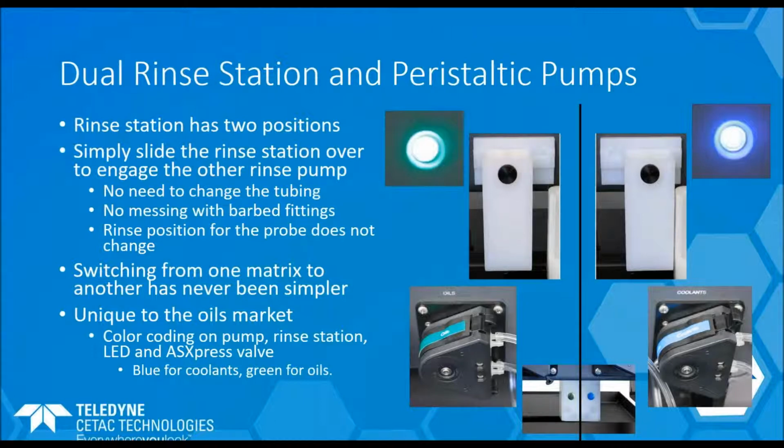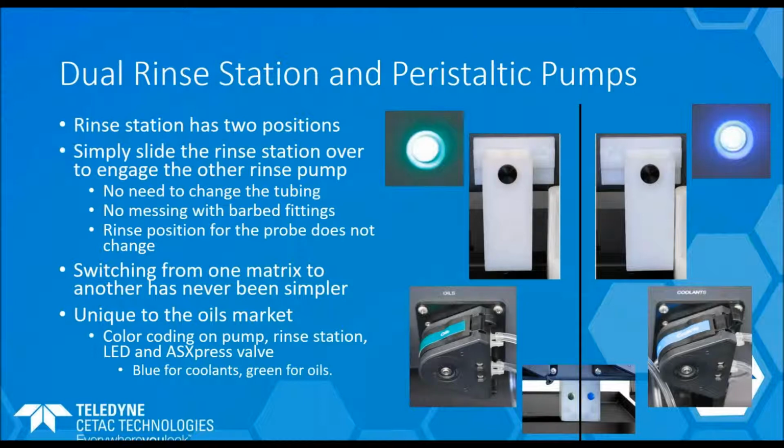To switch from running oils to coolants or other aqueous samples, you simply slide the rinse station over, and then you can leave your rinse station all tubed up. You don't have to mess with the barbed fittings. You don't have to change your peri pump tubing on the back of the auto sampler. You don't have to mess with your waste containers or your rinse containers, you simply slide the rinse station over and it switches which pump is used.